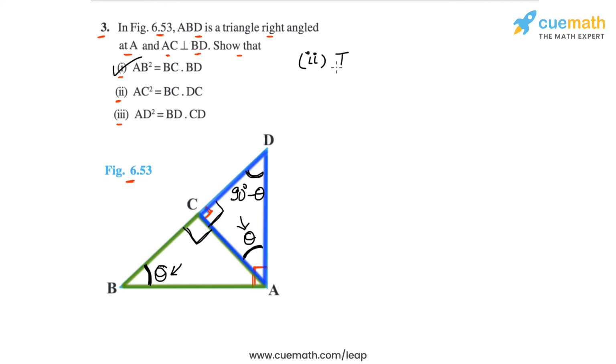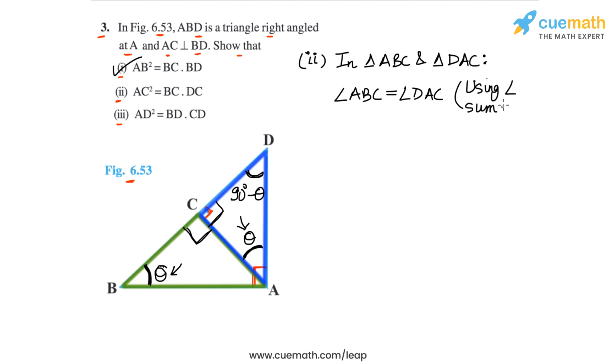Okay, so now let's make use of this fact. In triangle ABC and triangle DAC, we are going to make use of the fact that angle ABC is equal to angle DAC, and as I said, this is something we can prove using the angle sum property. I'm not going to write out the details again because we've already done this in a previous question. And then we have angle ACB, which is 90 in the first triangle, is equal to angle DCA, which is 90 degrees in the second triangle.